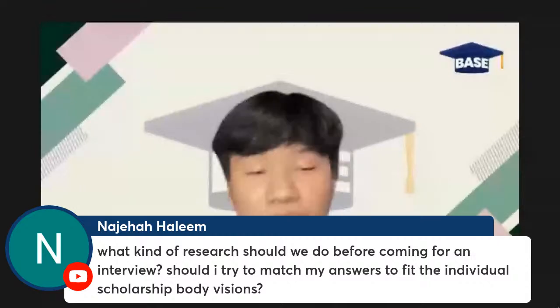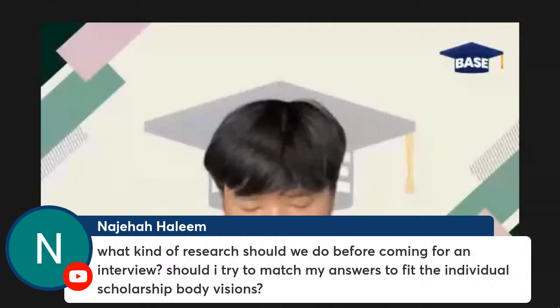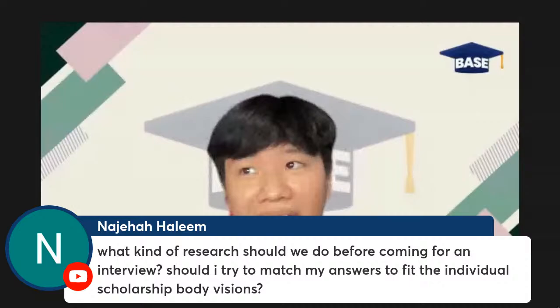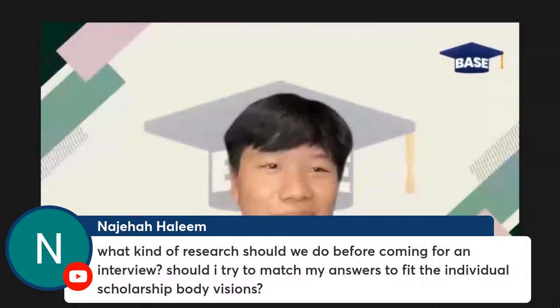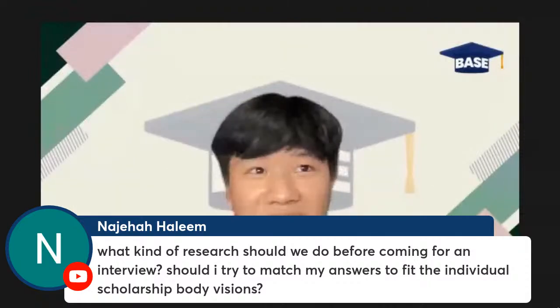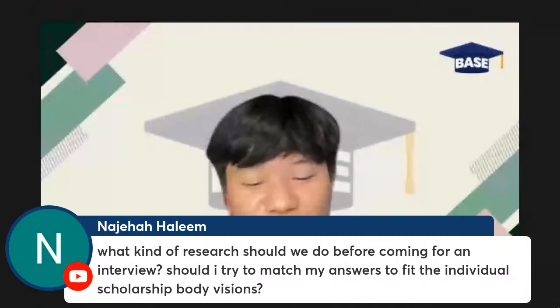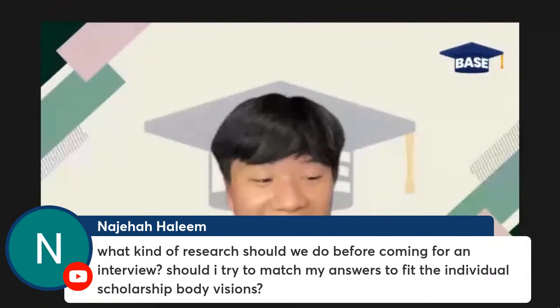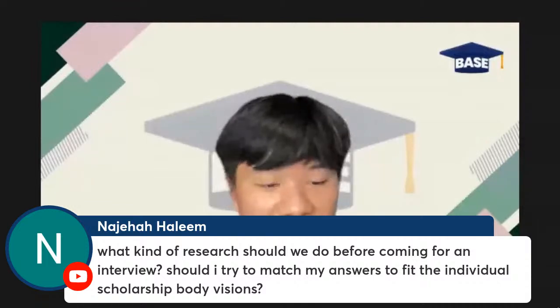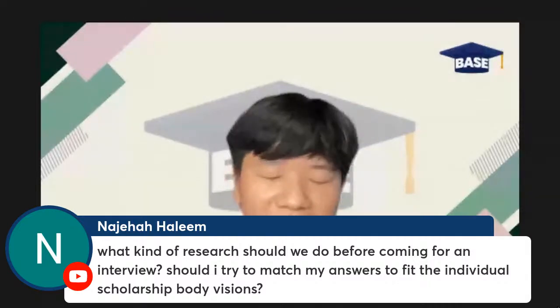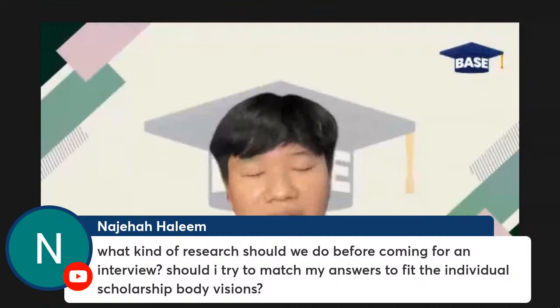You try to match your answers to fit the individual scholarship visions. I would say that it's actually quite hard to find out what your scholarship body's vision is, because their plans are like 10 to 20 years forward. So you most probably will not know what the vision exactly is, but I think it is more applicable towards, for example, if they ask you, this was a question that was asked in my UEM interview, what do you think is the current trend in Malaysia now for business?